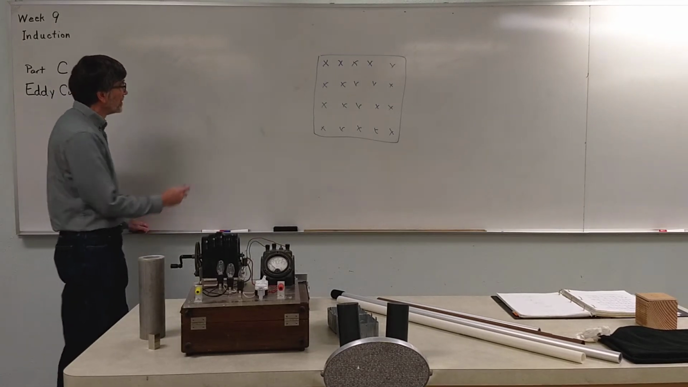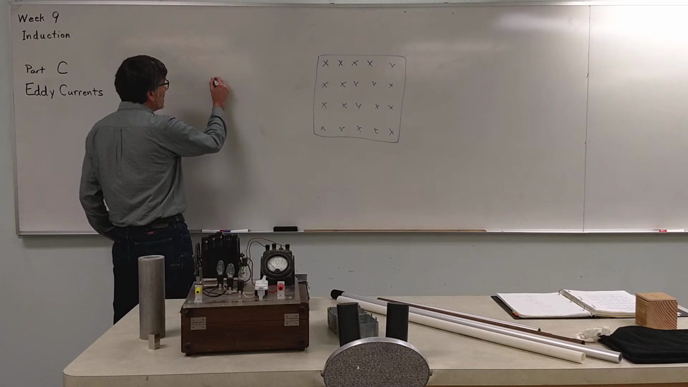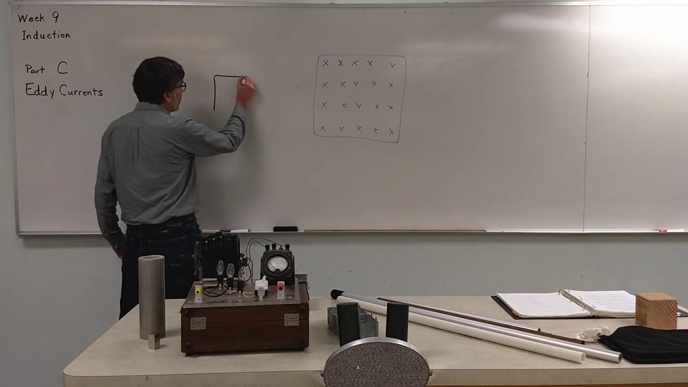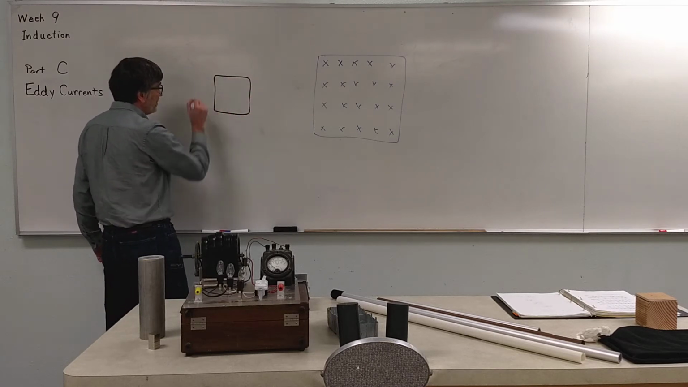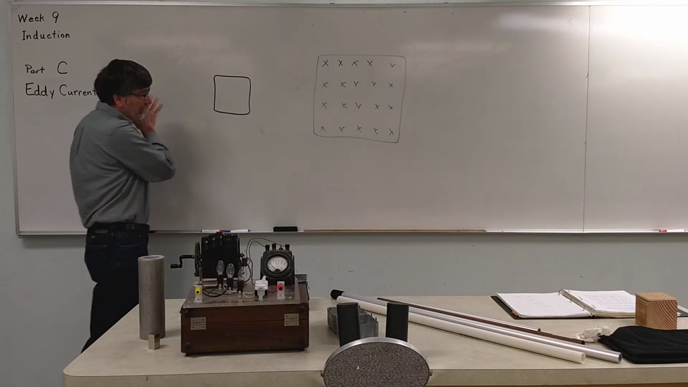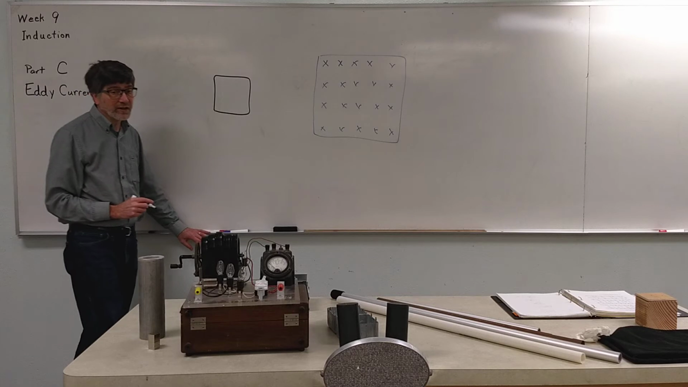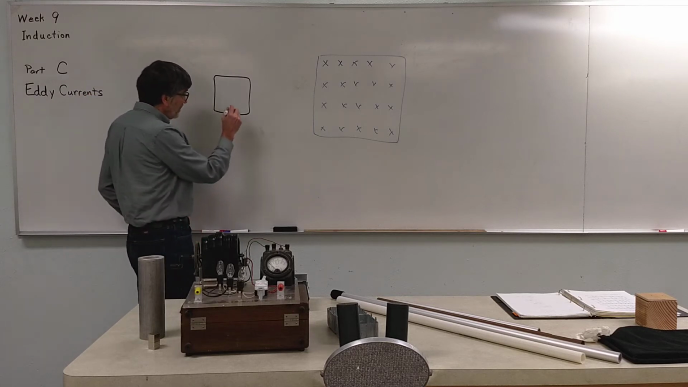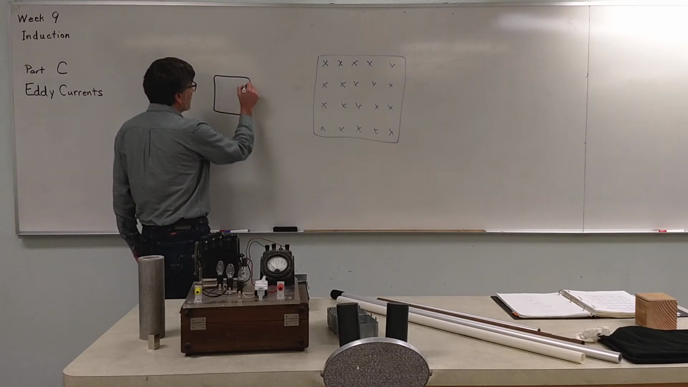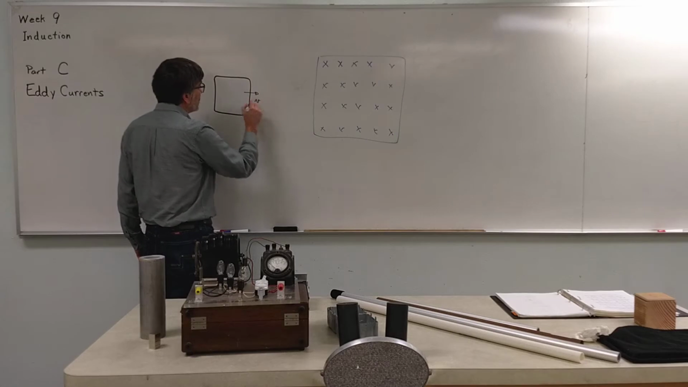And then you come along with a square loop of wire. And this loop of wire is going to move through this region. We want to see what's going to happen while it does that. So let's have this moving along with some velocity.